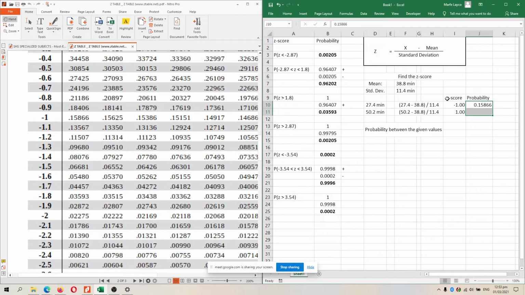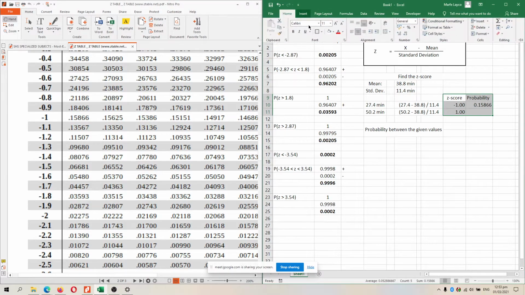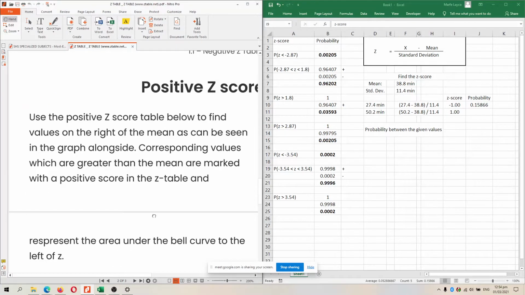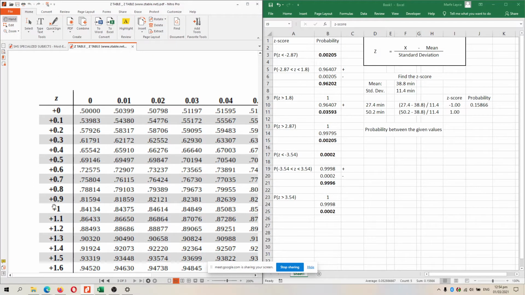Paano naman doon sa positive 1? Anong gagawin natin? Kukunin din natin yung probability niya. Pero since positive number yan, pupunta tayo sa positive z-score table natin. We have positive 1. That is equivalent to, dahil 0 yung kasunod niya, doon tayo sa column na 0. That is 84134. So that is 0.84134.